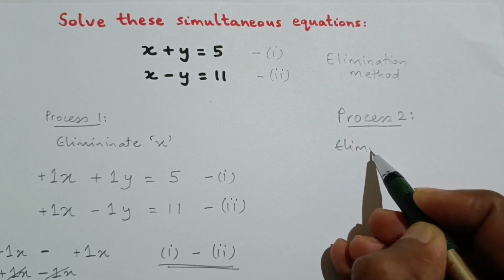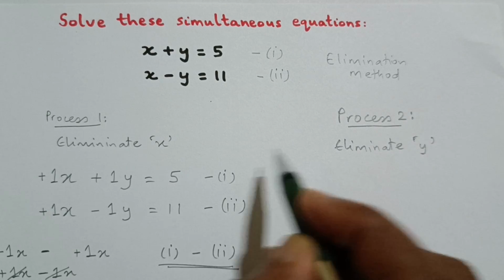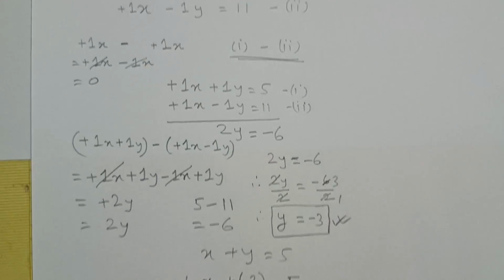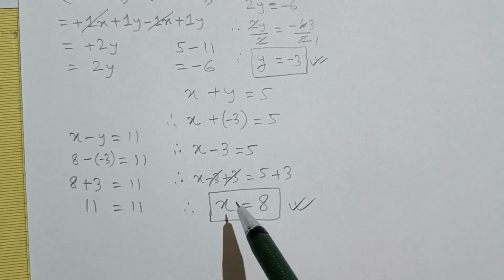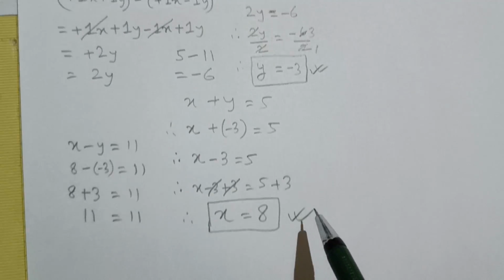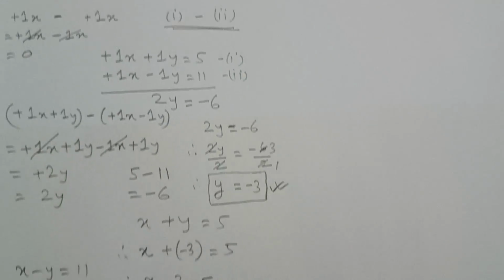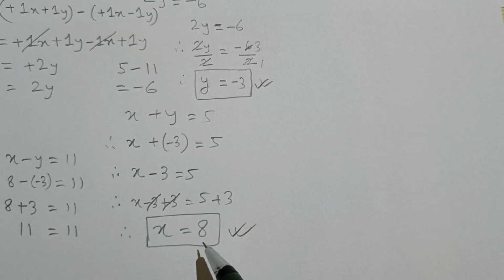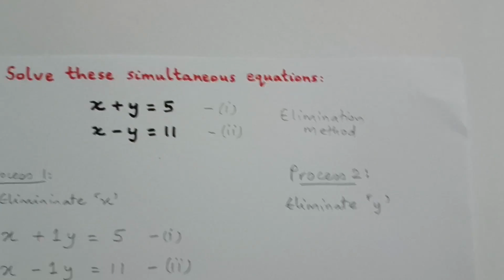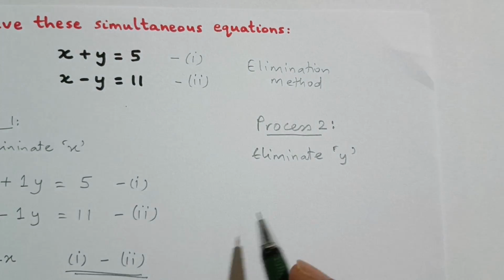So eliminate the variable y. In process number 1 I have solved it by eliminating x, and I am getting the value of x and y as 8 and -3 respectively. So in process number 2 I will eliminate y and I will get the same answer. X value will be 8 and y value will be -3. So let me show you. Okay. So first let me write down both the equations.